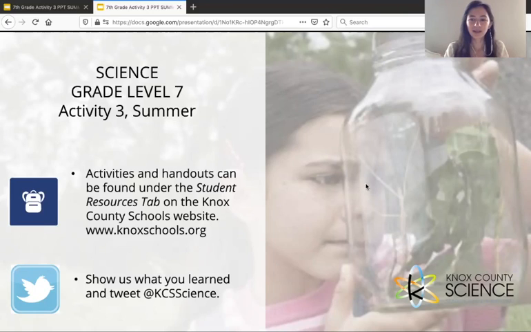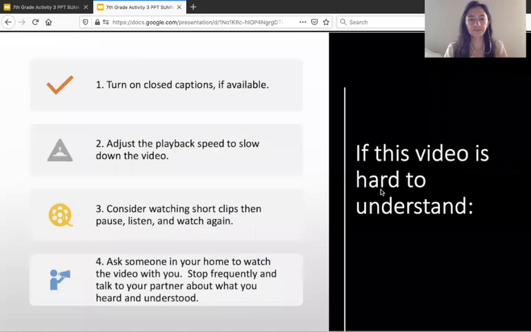So let's talk about how the video will work and then we'll get into the lesson. You can turn on closed captions if it's available. You can adjust the speed of the video if that's available. And I would recommend shortening this into clips, so pausing it when you need to. There are 3 sections to this video, a drawing and then 2 graphs. So you may want to pause at certain points to do the work and then continue on with the video.